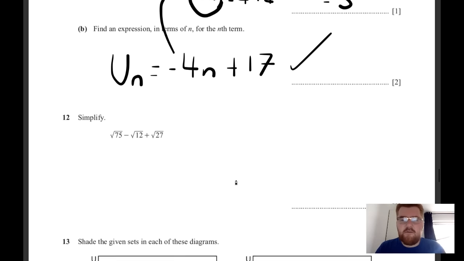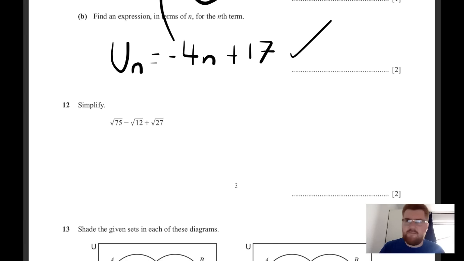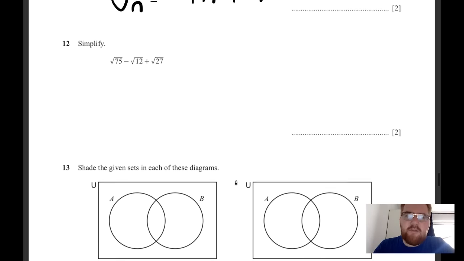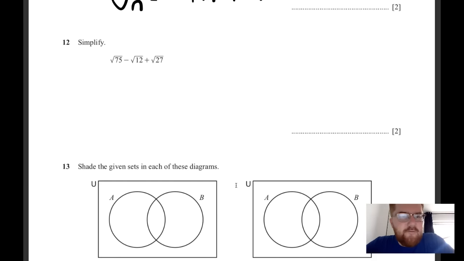We haven't had a surd question yet, and it always comes up in iGCSE. This is a simplifying question for surds: root 75 minus root 12 plus root 27. Whenever you're adding or subtracting surds, you want to simplify them as much as you can. If we take our first surd, we want to look at square numbers that go into that number. Have a think, what square number goes into 75?